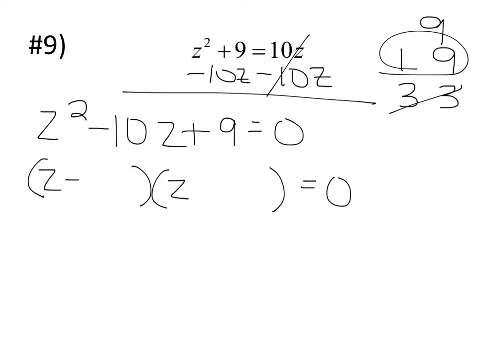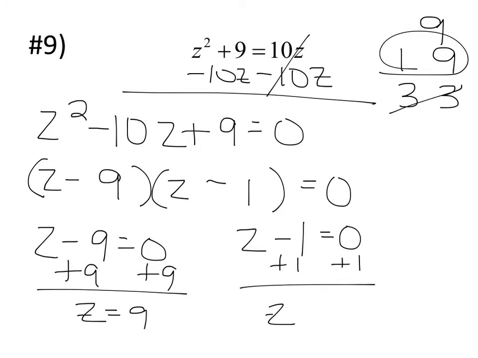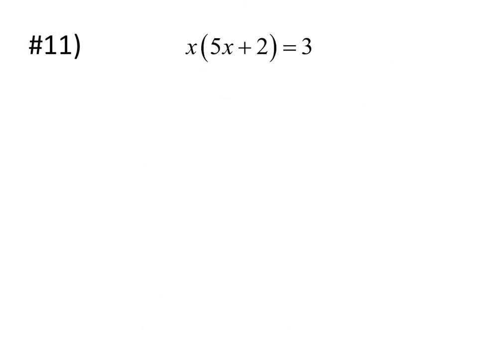If your first sign is minus, you change your second sign, and your larger number always goes first. So you have z minus 9 equals 0, and z minus 1 equals 0. So z equals 9, and z equals 1. So your solution set is 1 and 9.